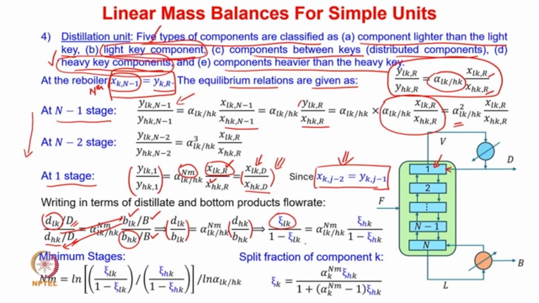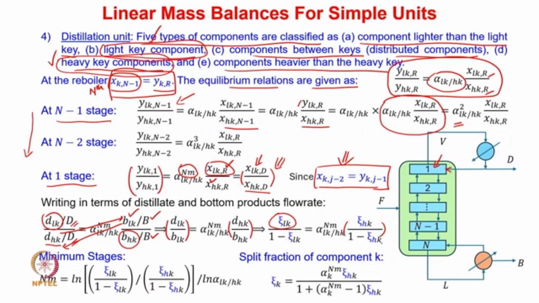So you can see that we can write this as zeta_LK divided by 1 minus zeta_LK. Remember, DLK can be represented as zeta_LK into the inlet flow rate, isn't it? Similarly, BLK can be represented as 1 minus zeta_LK into the inlet flow rate, and that inlet flow rate is common, so that will get cancelled out. So we can write DLK by BLK as the split fraction of the light key component divided by 1 minus the split fraction of the light key component for the top product. Similarly, for the heavy key component also we can write DHK by BHK as zeta_HK divided by 1 minus zeta_HK.